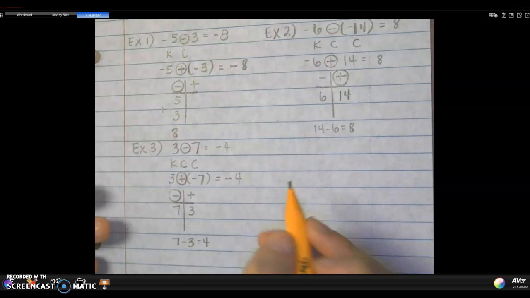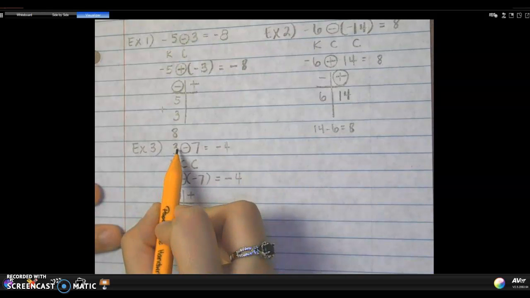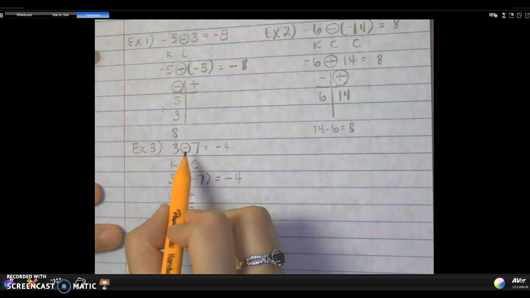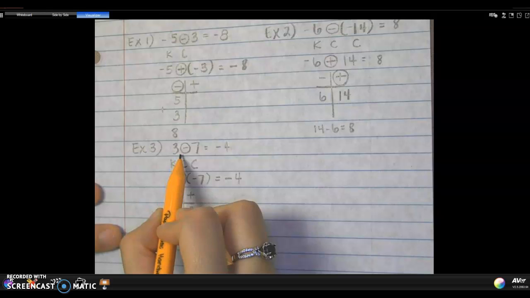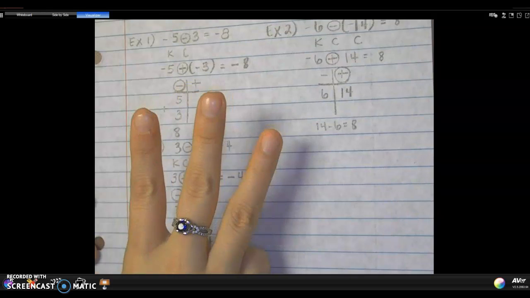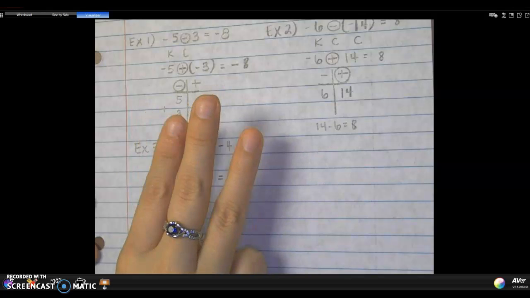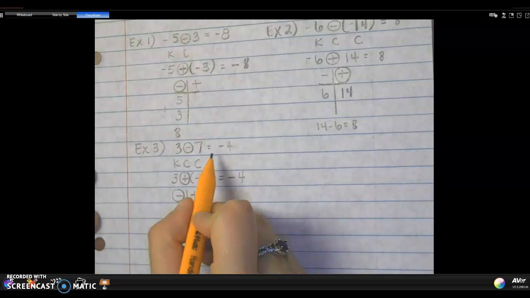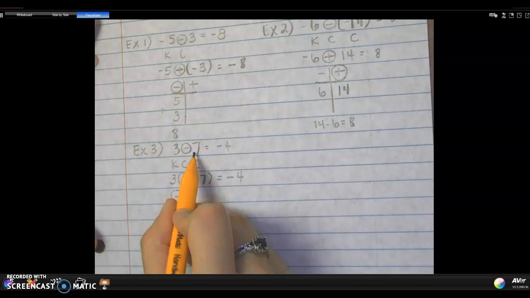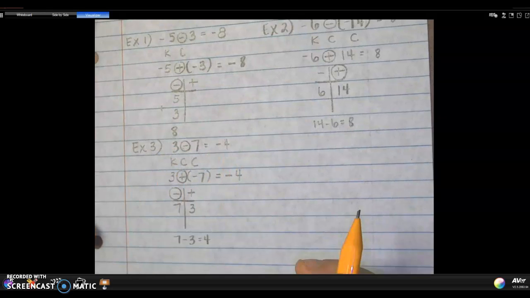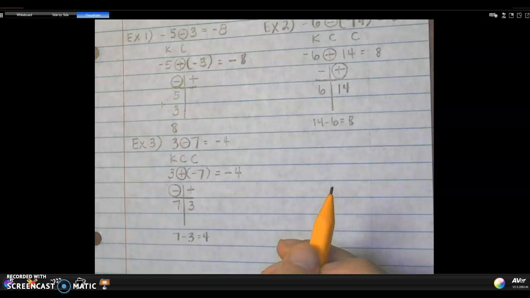You can also think of it this way. You started with 3 and you subtracted 7. Can you subtract 7 from 3? No, there's no way. If I have 3 fingers, I cannot take 7 away. I don't have 7 to take away. So that's going to give me a negative answer. So then, we're just going to do 7 minus 3 and that gives us 4. So my answer is a negative 4.